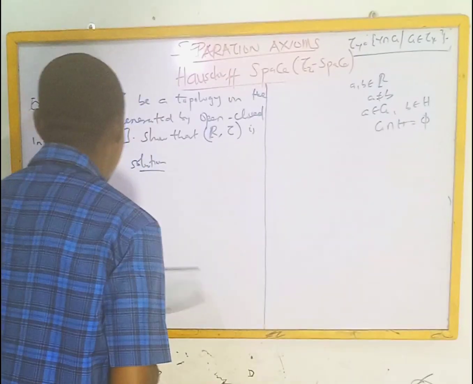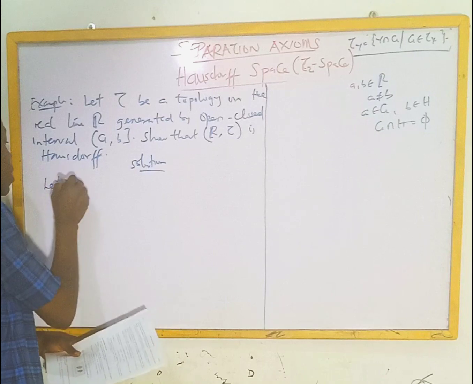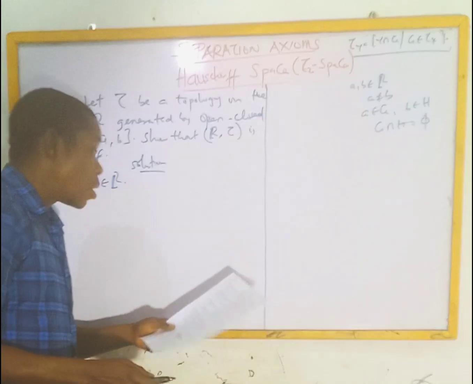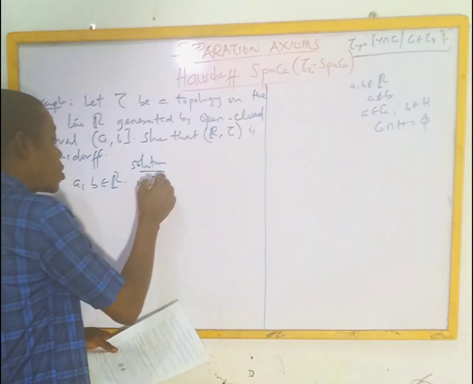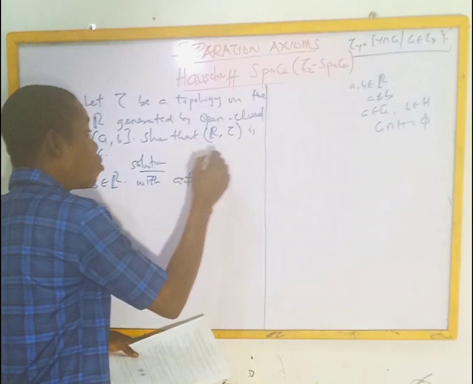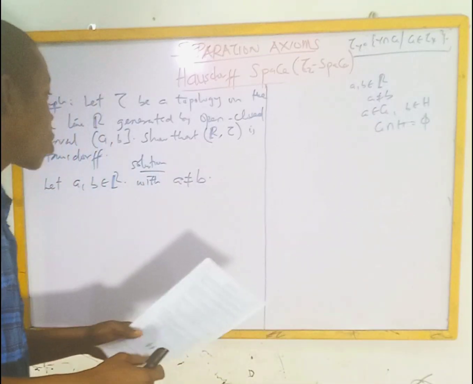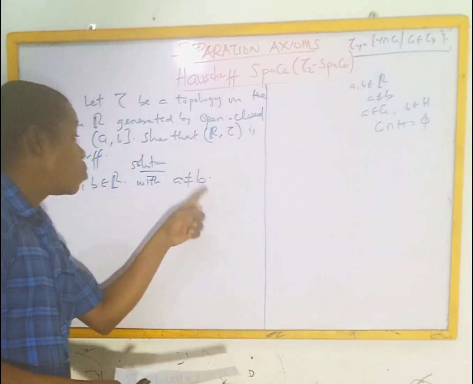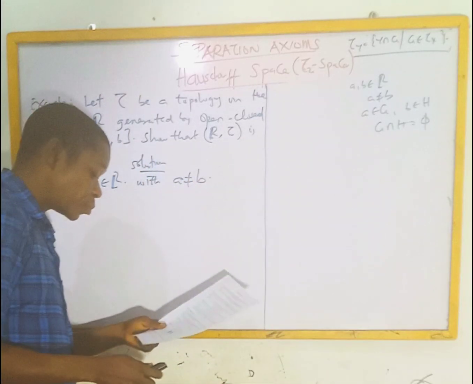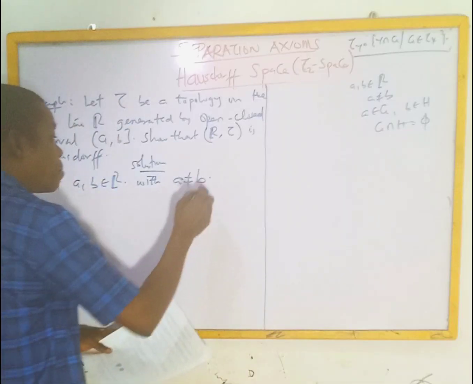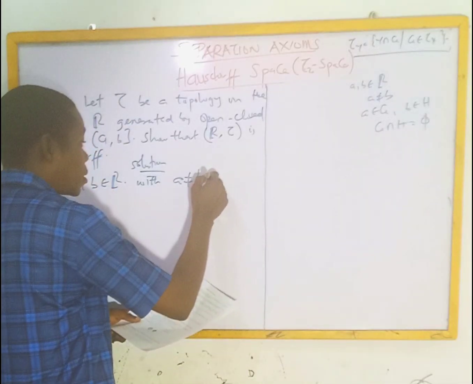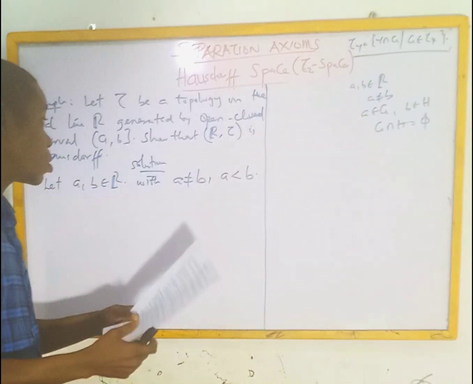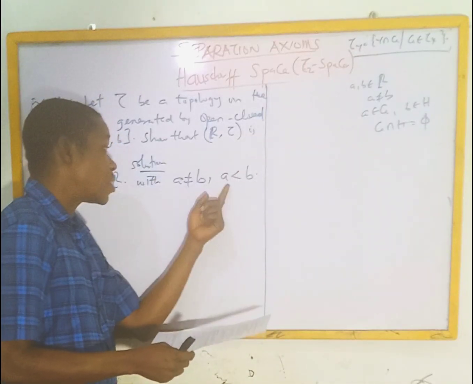Now, what to do, just say that let A, B be real numbers with A not equal to B. So if A is not equal to B, there are two possibilities, that is either A is less than B or B is less than A. Now let's assume that A is less than B. Definitely, because they are not equal now. So let's assume that A is less than B.